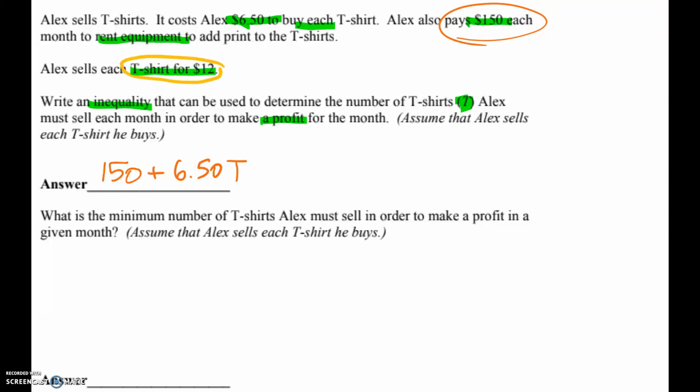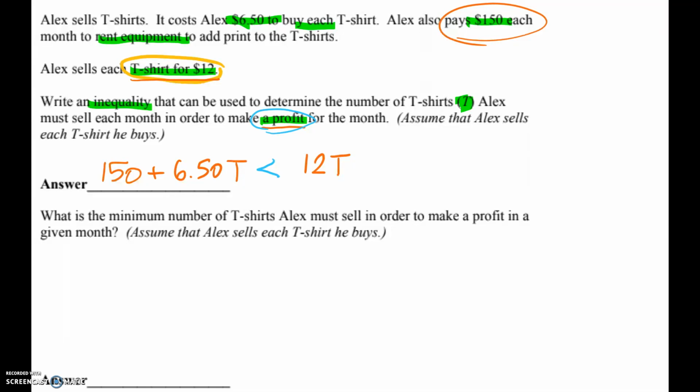Let's say if he buys t-shirts, he's spending this much money. This is his expense. So if he can sell all the t-shirts for $12, he can make $12 each. But we talk about the profit, right? This much money he earns, 12T, but he has expenses. So if we talk about the profit, $150 for rent plus $6.50 for each t-shirt, this much money must be less than 12 times T. Otherwise, we cannot talk about the profit.